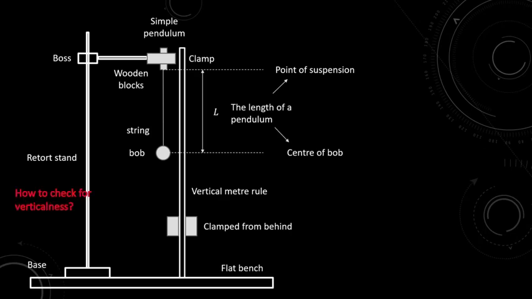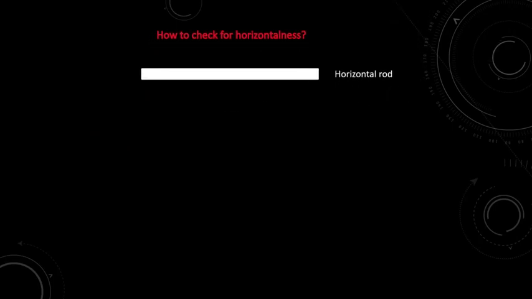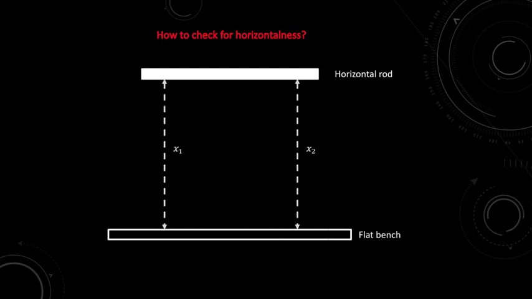So, how do we check for verticalness? So, we use set squares like this. Sometimes we are required to check for horizontalness. So, if we have a horizontal rod like this, how do we check whether this rod is horizontal? One way of doing this is to use a flat bench. So, we measure the height of 2 points on the horizontal rod. And if the rod is truly horizontal, we should get x1 equal to x2.